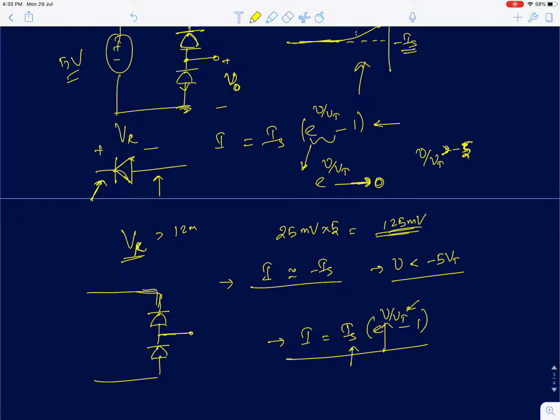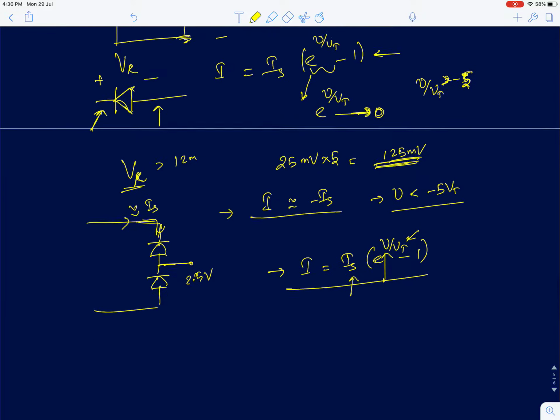They are identical devices, so IS is same, temperature is also same, VT is same, so therefore the voltages also have to be same. So each diode will drop 2.5 volts across them, and the current drawn through the diode will be approximately IS, okay, because that is the maximum current it can draw. And as I said, if your voltage is greater than 125 millivolts at 300 Kelvin, then you can approximate the current to be equal to IS itself.